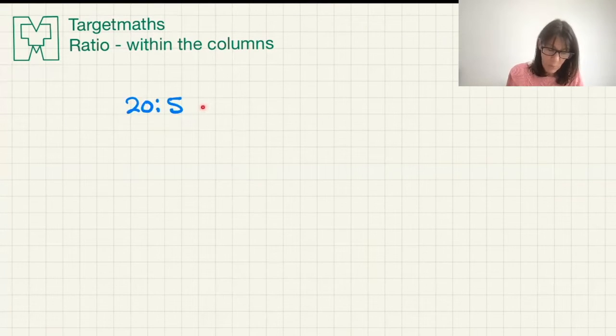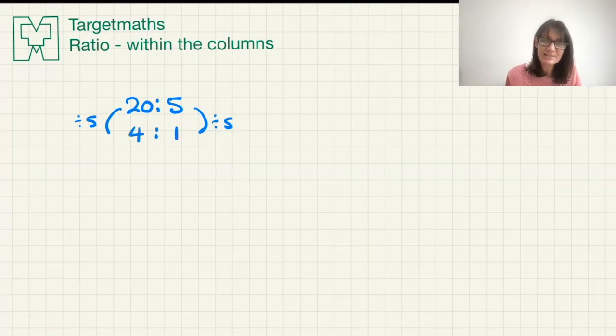Okay, so I'm thinking, which times table do both these numbers come in? And it's 5. I can't halve because that's an odd number, so I've got to think a bit harder to find a times table. So I'm going to divide both sides by 5. And then that's going to give me 4, and 5 divided by 5 is 1. And that's the answer to that one, simplified.